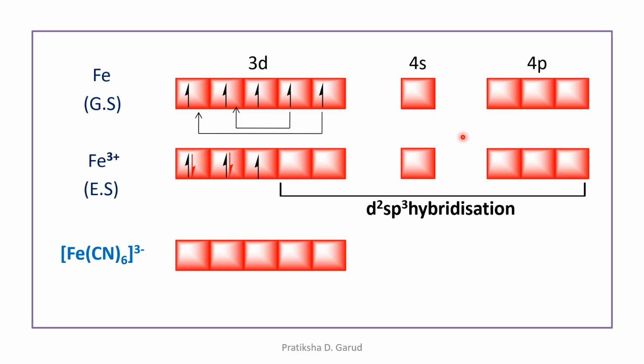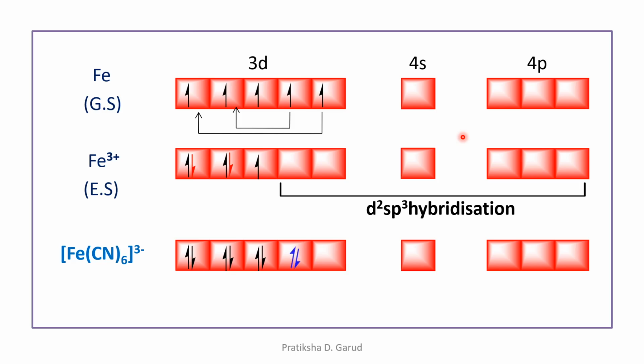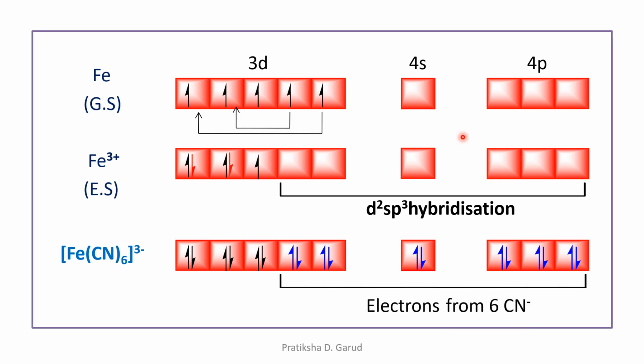Then the complex, that is the [Fe(CN)6]3-. Again we are having the 3d atomic orbital, 4s atomic orbital and the 4p atomic orbital, in which the first 5 electrons are from the metal, 3 unpaired, then 2 paired. Then we are having the first electron pair, second electron pair, third electron pair, fourth electron pair, fifth electron pair and the sixth electron pair. So these are the 6 electron pairs from the 6 ligands, or we can say these are the electrons from the 6 cyanides.